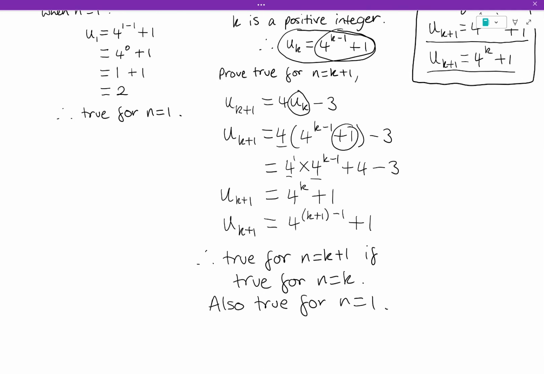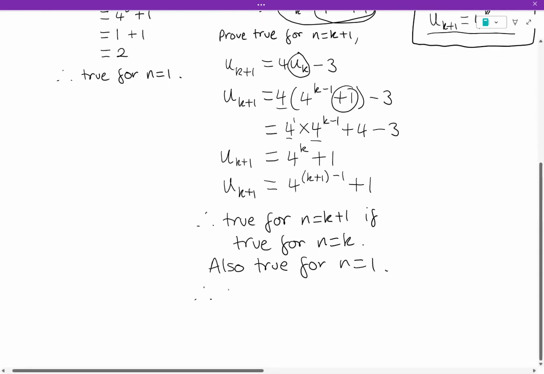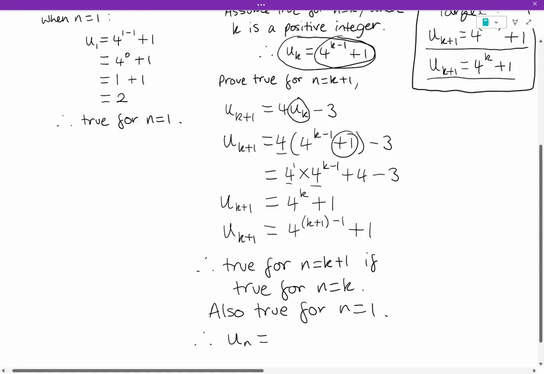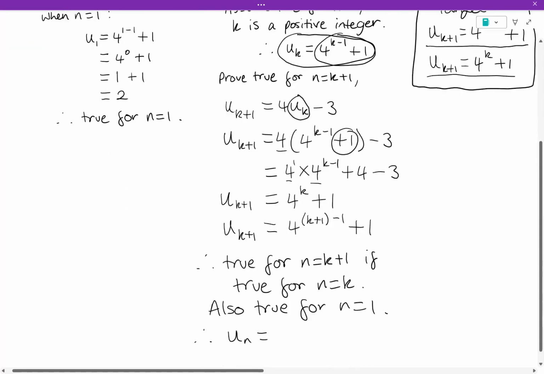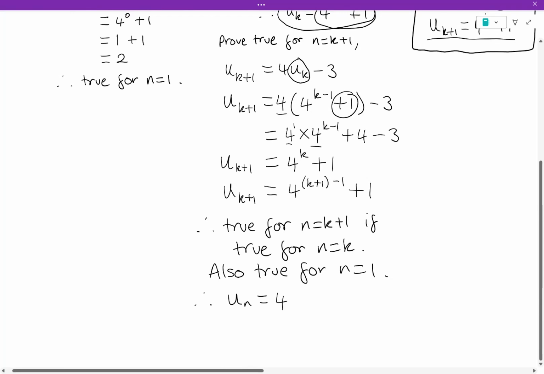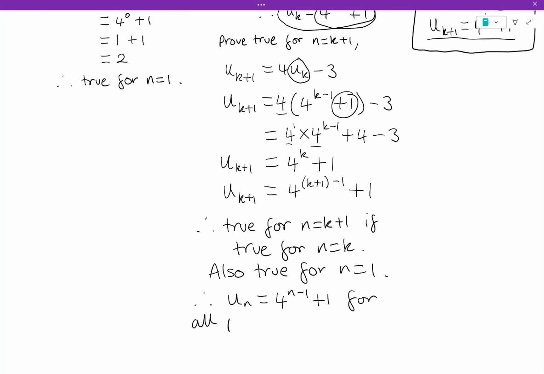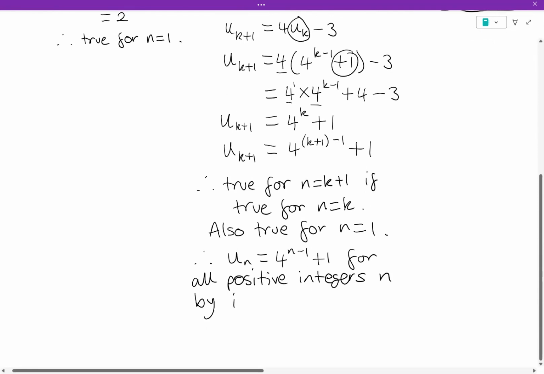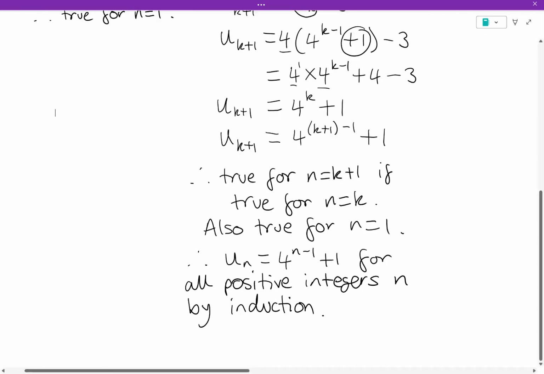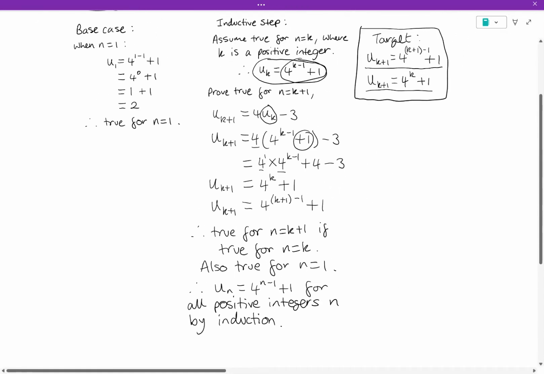Then I can say, therefore, u_n is equal to, and I'm going to write out what I was trying to prove, so 4 to the power of n minus 1, plus 1. So therefore, u_n is equal to 4 to the power of n minus 1 plus 1 for all positive integers n, because that's what I was asked to prove. And I'm just going to write by induction, just to mention the type of proof that I'm doing here. And that would be our complete proof by induction for sequences.